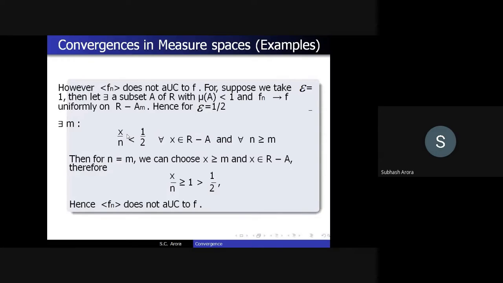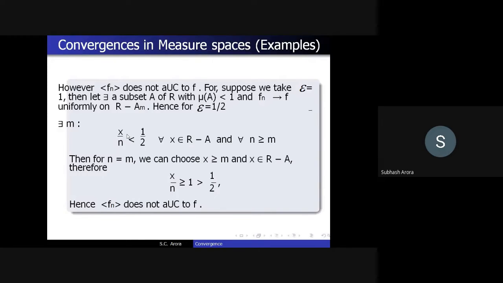However, Fn does not converge almost uniformly to f. For suppose we take epsilon equal to 1, then there exists a subset A of R with mu of A less than 1, and Fn converges to f uniformly on R minus A. Hence, for epsilon equal to 1 by 2, there exists m such that x by n, as it has been defined, is less than half for all x belonging to R minus A, and for every n greater than or equal to m.